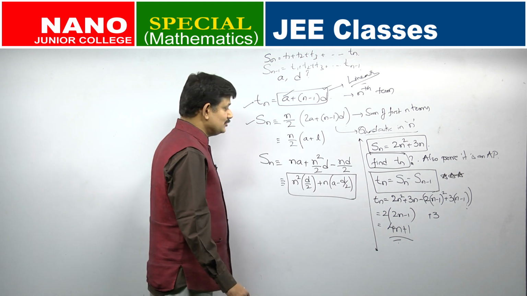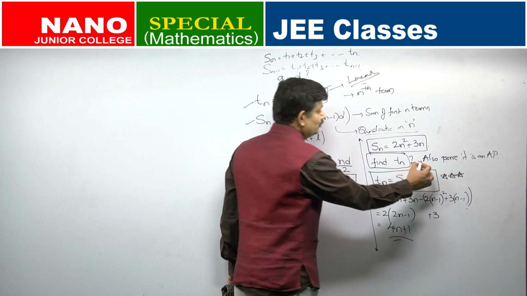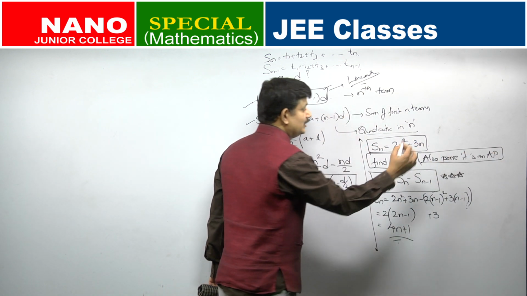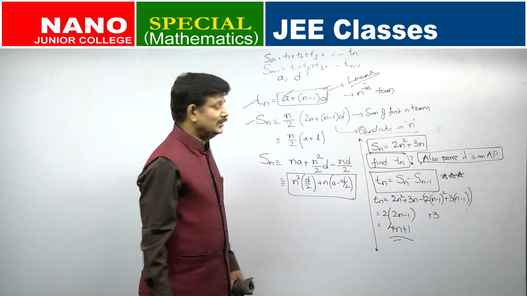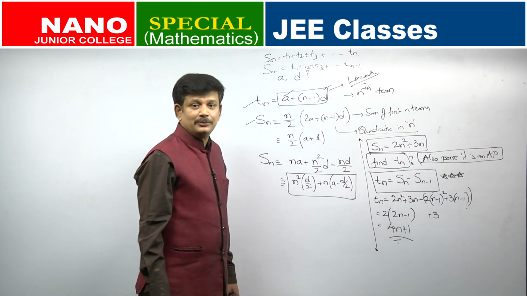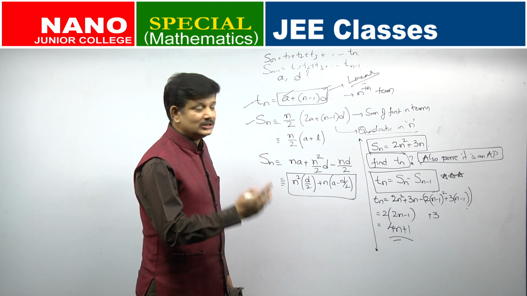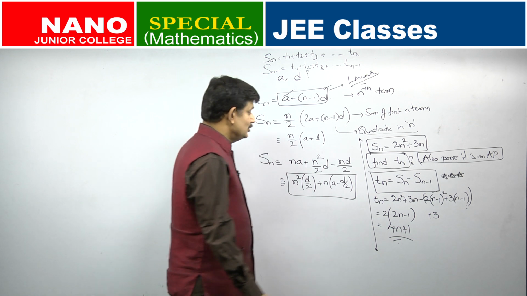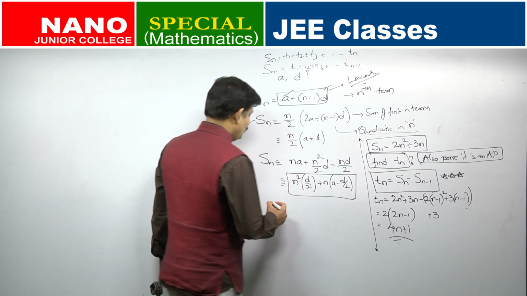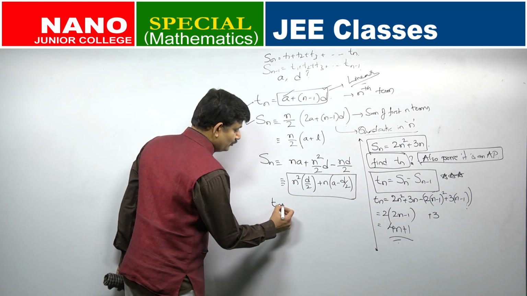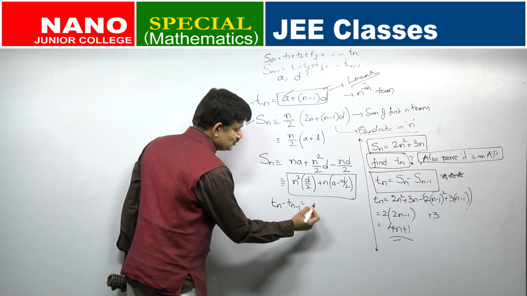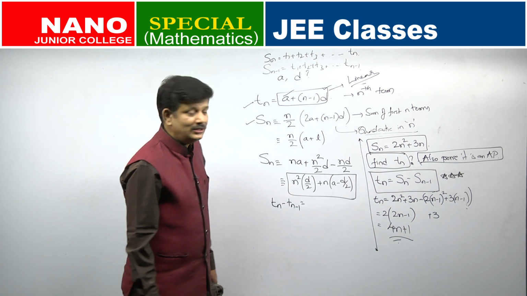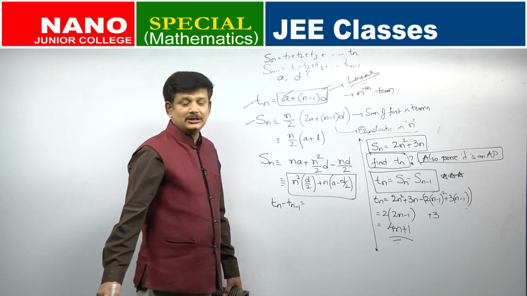What is the second part of the question? Prove that it is an AP, an arithmetic progression. So, when will a progression be an arithmetic progression? When the difference of two consecutive terms is a constant. So, to prove that it is an AP, what do I need to do? I have to focus on Tn minus Tn minus 1, and this should come out to be a constant. What is the definition of arithmetic progression?